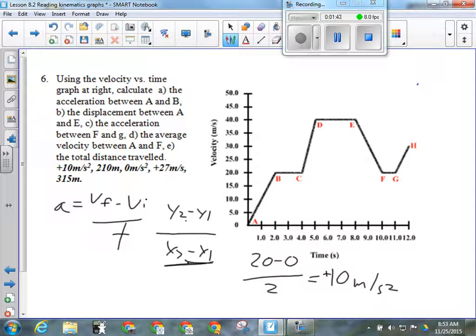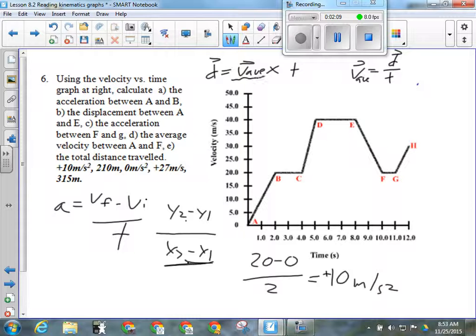All right. The second part of that question asks us to calculate the displacement between A and E. Now, if I want to calculate displacement, that means I've got to take average velocity and multiply it by what? By time, okay? Really, we're just manipulating this formula to solve for what we're looking for.